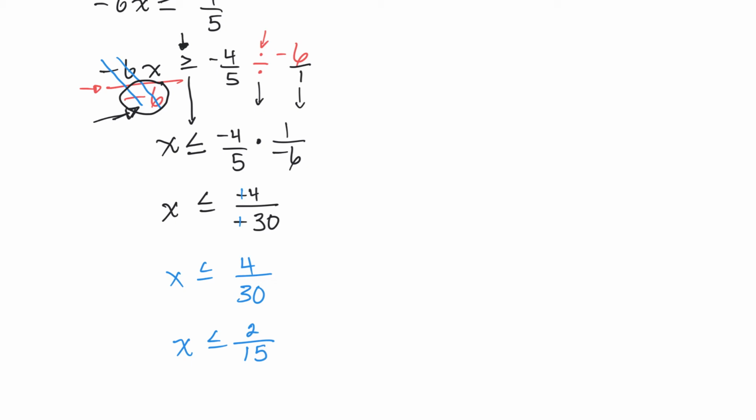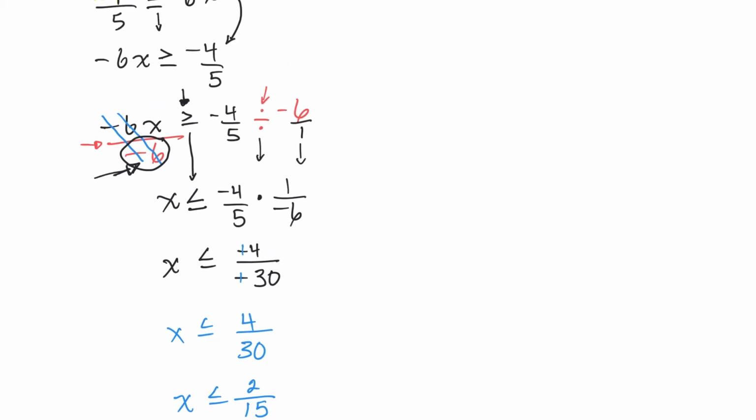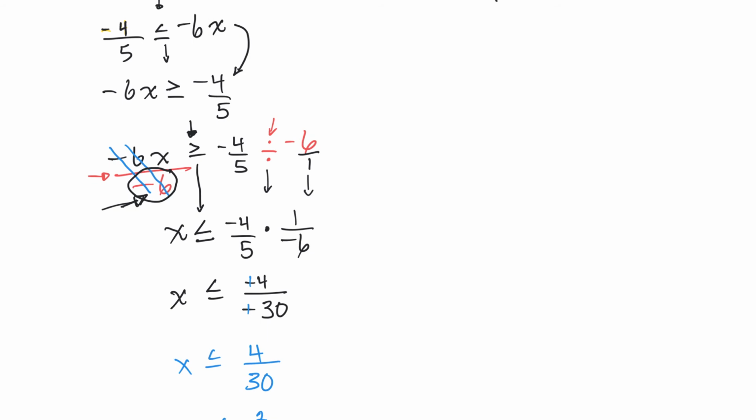You could have solved it and left the x on the right-hand side. Why don't I just do that quick? Let me rewrite it again. So minus 4/5 less than or equal to negative 6x. I could divide each side by a negative 6. And because there's a fraction, I'm just going to write on this side, divide by negative 6.